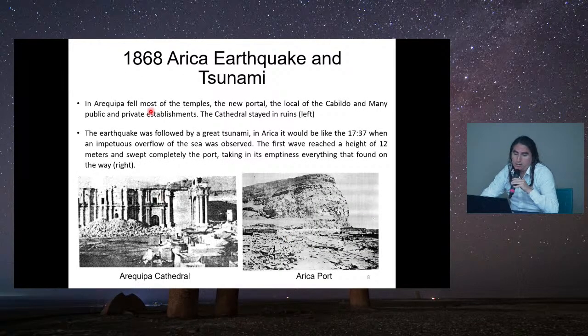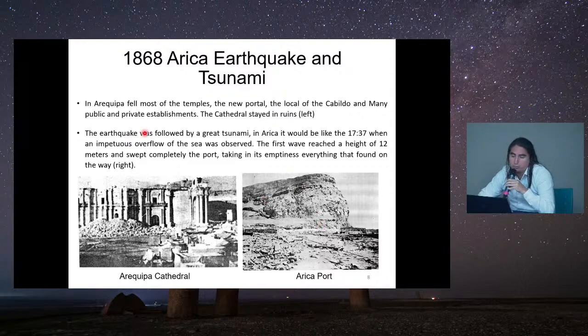In Arequipa, most of the temples fell. The new portal, the local of the Cabildo, and many public and private establishments were destroyed and left in ruins. These pictures are very old, but as you can see, this is the Arequipa Cathedral, and it all fell down. This is the Arica port as well. Maybe the pictures are not as good, but let's consider that it is 1868, that's why.